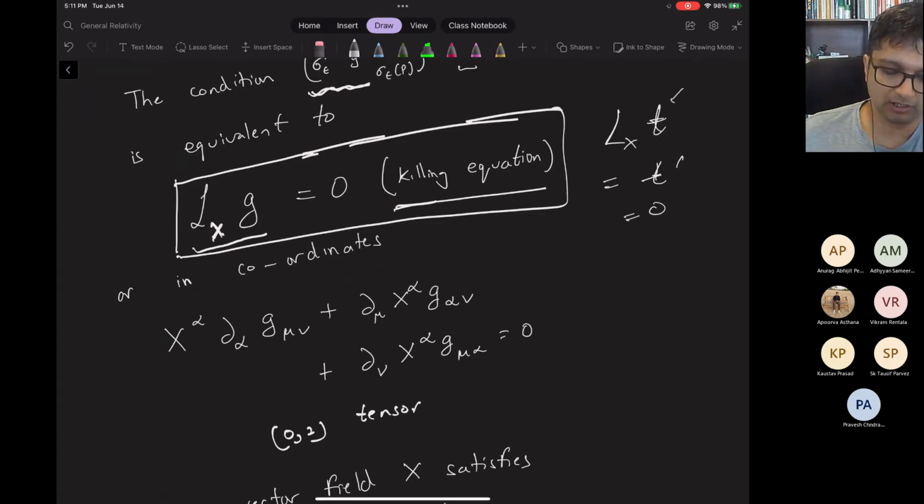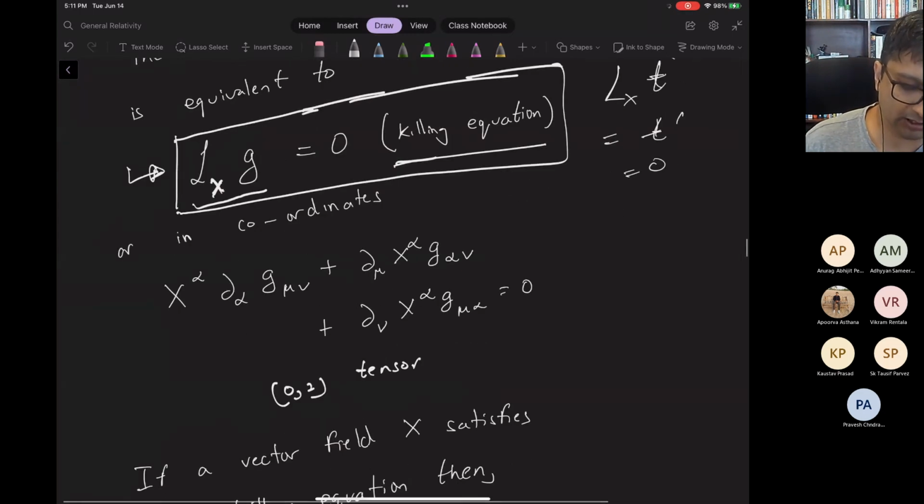So we can write down quite easily now in components what this equation is. We had written it down earlier, right? If you have a 0-2 tensor, the first thing is you differentiate g. So you write X^α ∂_α g_μν.